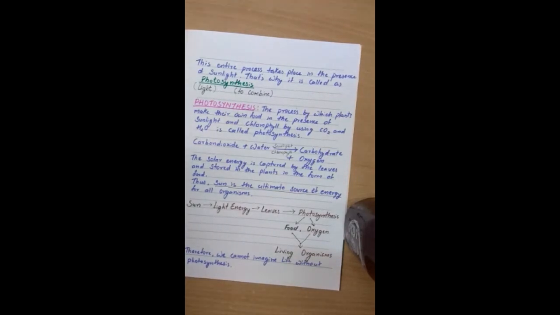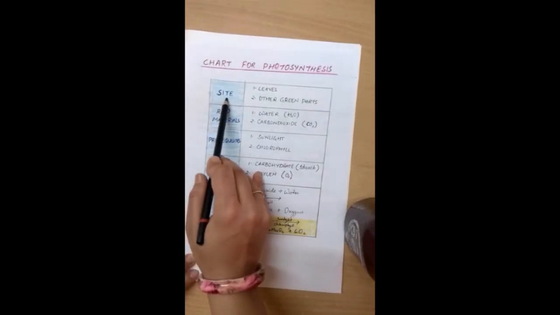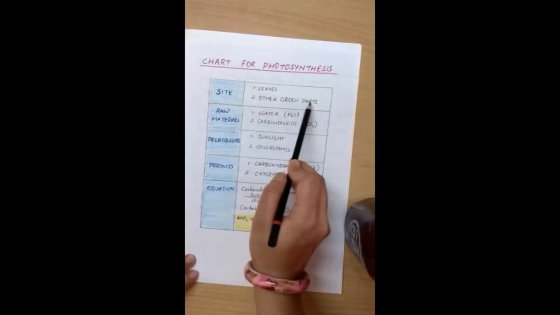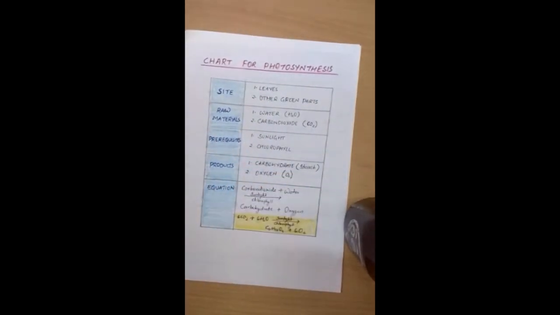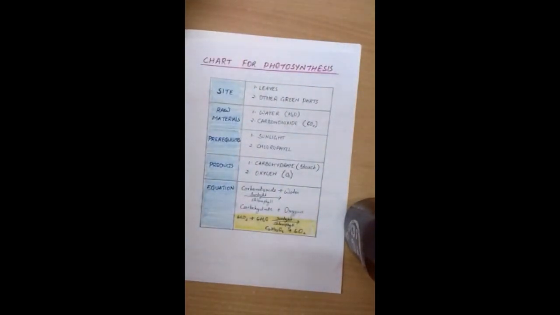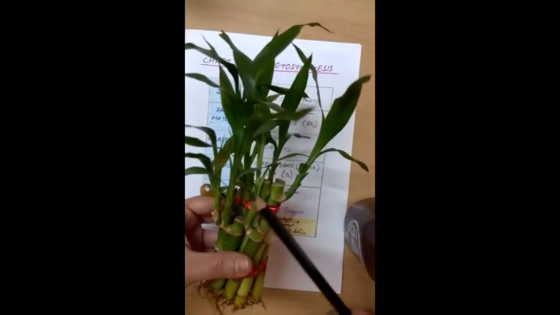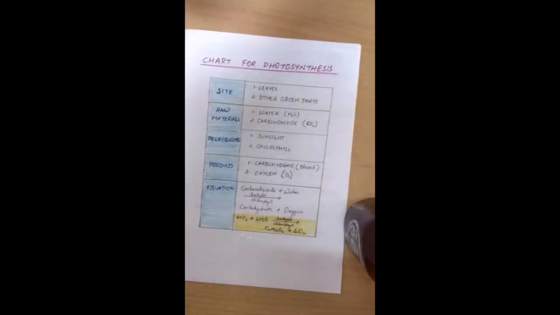Photosynthesis can be easily memorized with the help of this chart. You can see what is the site of photosynthesis, leaves and other green parts. Like in this plant you can see the leaves are green as well as the stems are green. Here also the leaves are green, the stem is green. That means all the green parts contain chlorophyll. That means they can perform photosynthesis.